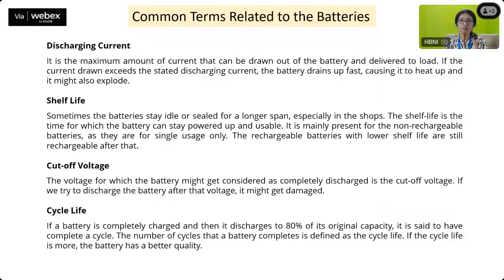Then you have the shelf life of batteries. In many batteries, you'll find that they keep on self-discharging. So if you keep a battery idle or sealed for a very long span in the shops, then the shelf life is the time for which the battery can stay powered up and usable.